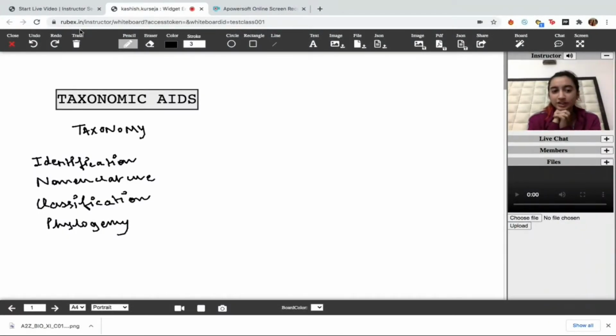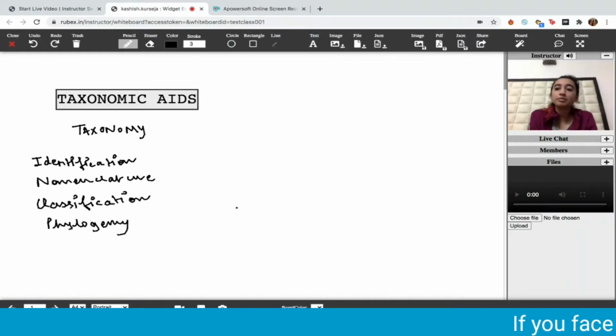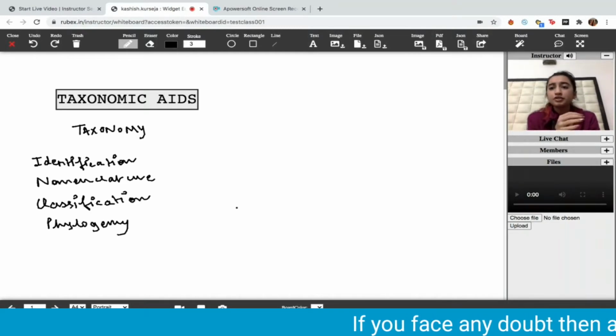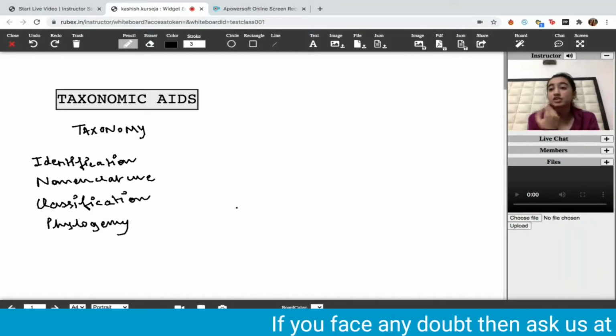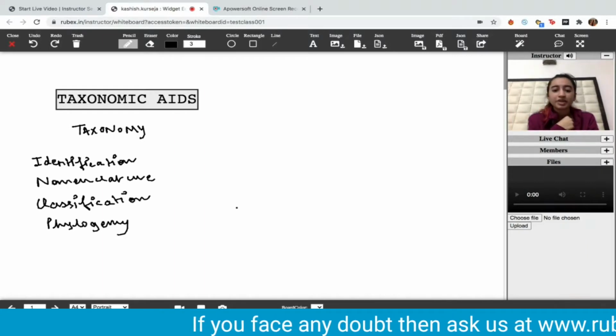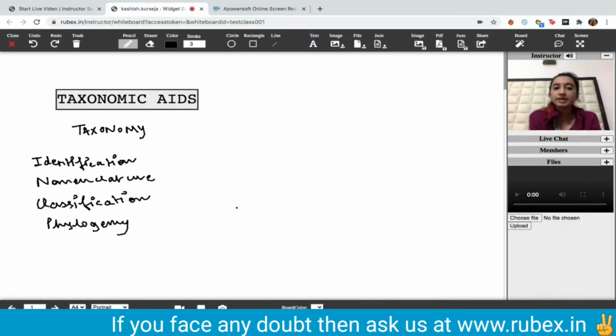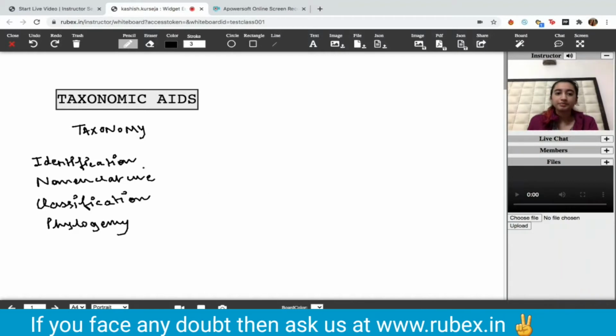Today we are here to talk about taxonomic aids. Taxonomic aids is a very important topic for class 11th. I have all of the data ready here for you, and let's just get into it without wasting any more time. Taxonomic aids help us in studying about taxonomy.